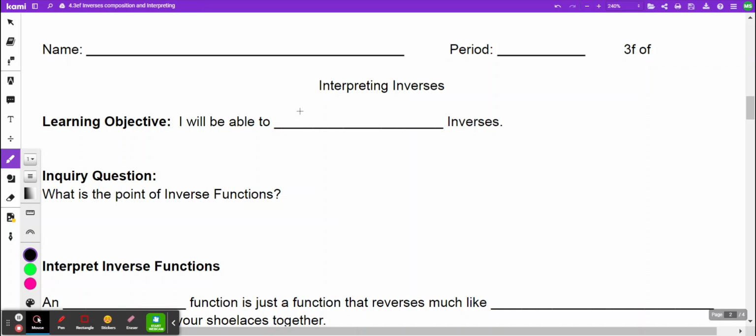Our learning objective is interpreting. I will be able to interpret inverses. Well, what's the point of inverses?